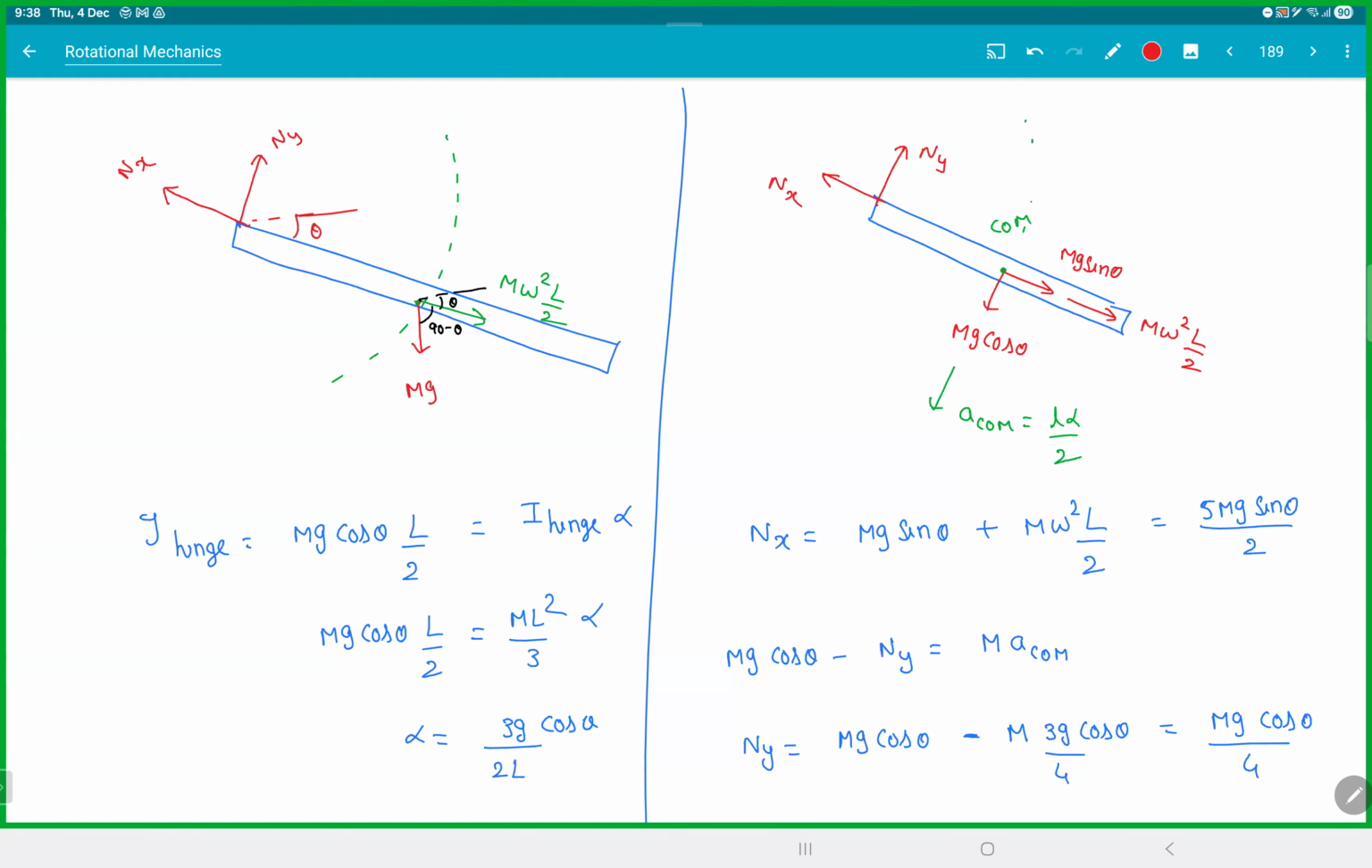Are you clear with the steps? You got a lot of things here: circular motion, rotational mechanics, conservation of energy. Any doubts on the steps? Clear with this?